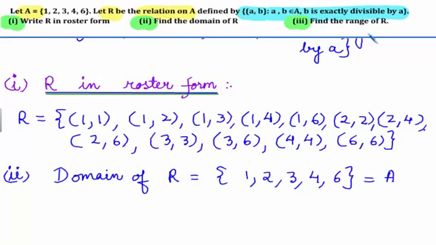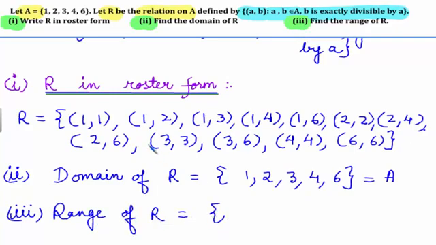Next we have to find the range of R. If you recall the definition of range, it is the set of all the second elements of R. So range of R will be equal to {1, 2, 3, 4, 6}. This is also equal to the set A.